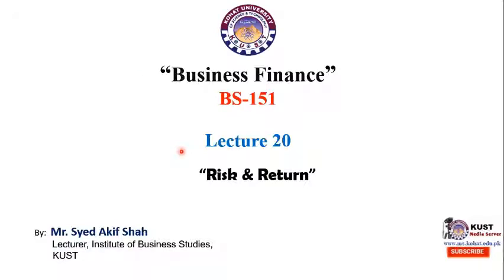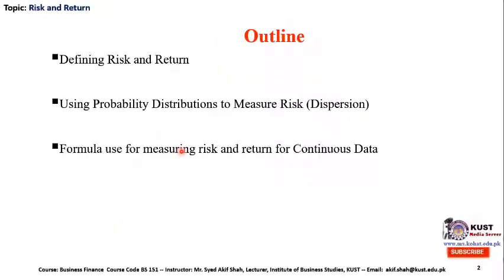This is lecture number 20, and the topic under discussion is risk and return. The outline of this lecture comprises the definition of risk and return. Then we'll discuss using probability distribution to measure risk or dispersion. And the third topic for discussion will be the formula used for measuring risk and return for continuous data.